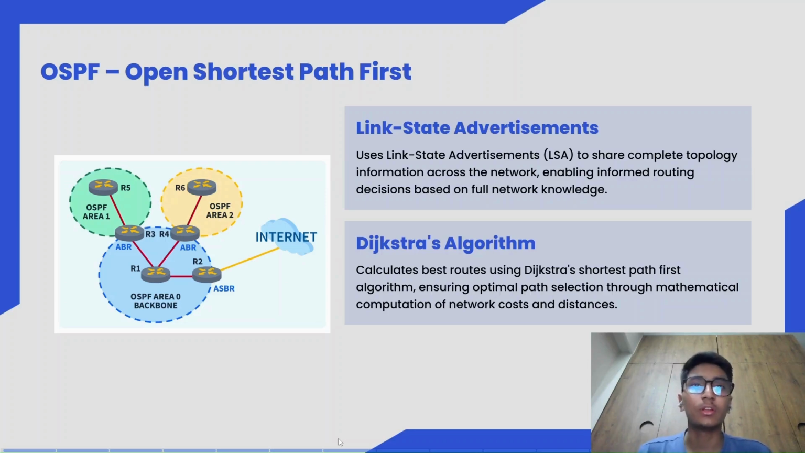Second, how does it calculate? To find the optimal route, OSPF uses Dijkstra's shortest path first algorithm. This algorithm mathematically computes the best path based on the network cost and distances. The third is the design. OSPF is highly scalable and often uses a hierarchical design such as the OSPF Area 0 backbone.